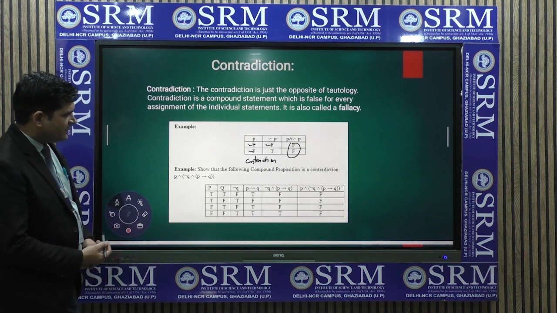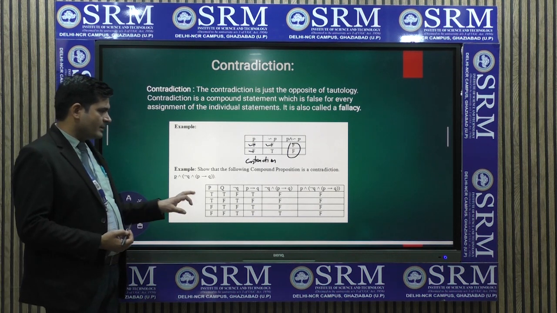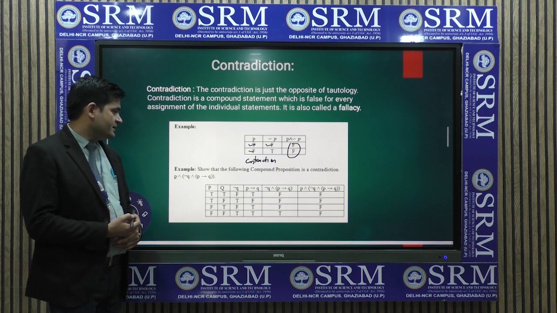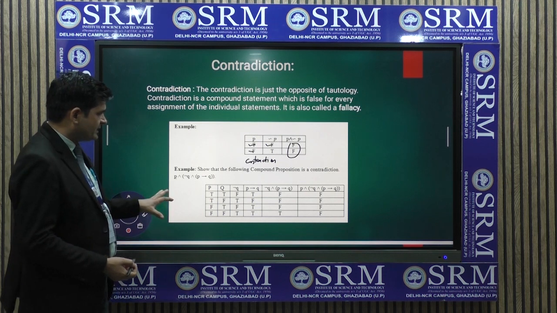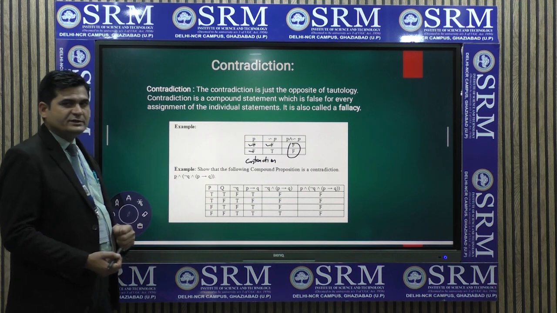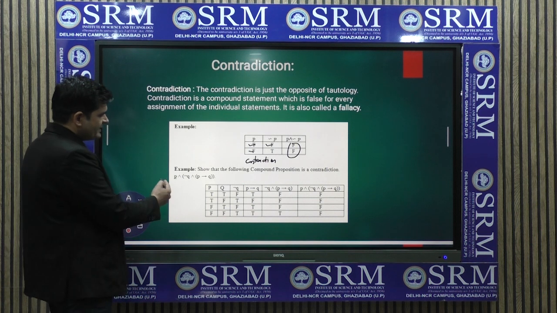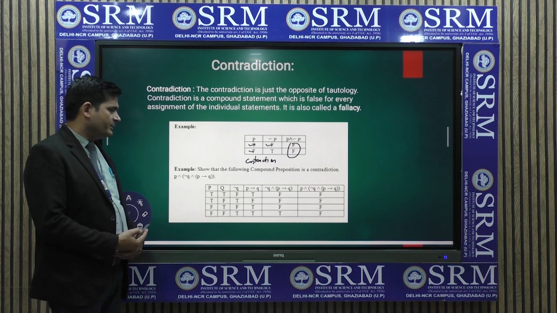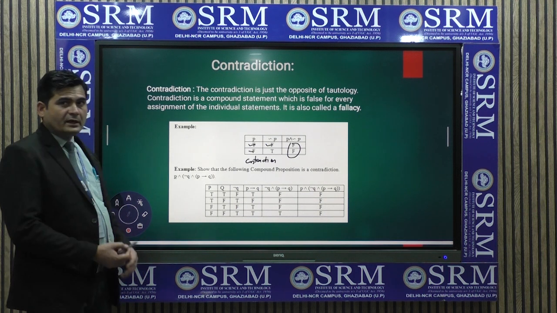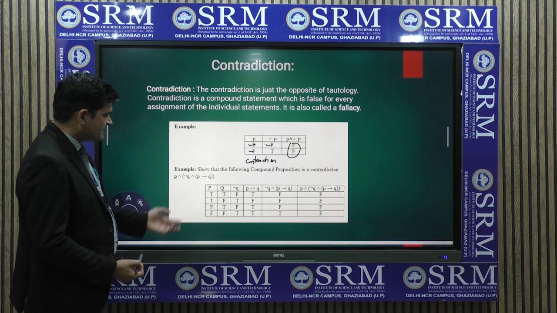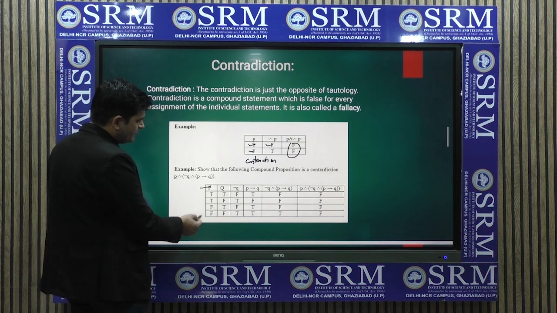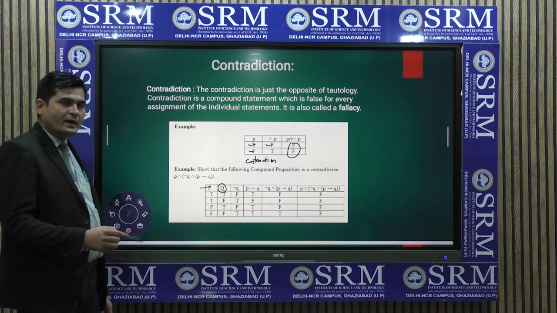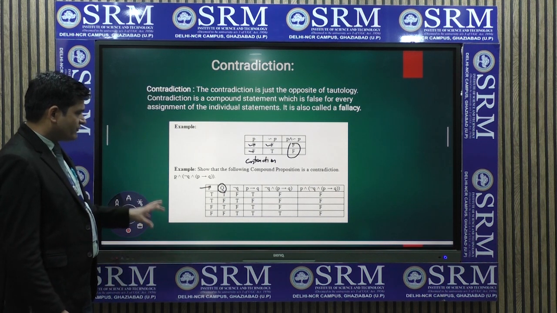Similarly, in the second example, we will prove that this compound statement, P conjunction negation Q conjunction of P conditional Q, is a fallacy or a contradiction. In this proposition, students, there are only two statements, P and Q. So there are four assignments of the truth values. For P we have the truth values true, true, false, false, and for Q we have the truth values true, false, true, false.